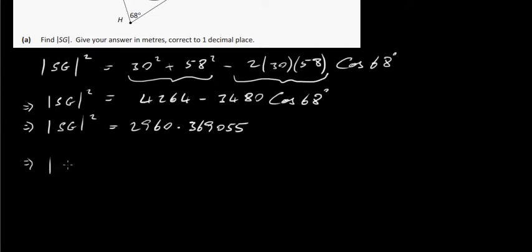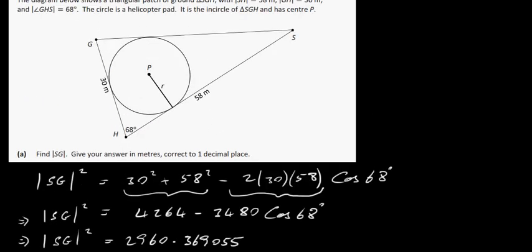Okay, so all we've got to do now is just square root both sides. I'm going to square root the left hand side. That'll give me SG, which is what I'm looking for. Square root this side here and round to one decimal place. That will give me 54.4 meters, and that's to one decimal place. So let me just write that in here. So that's 54.4 meters here.